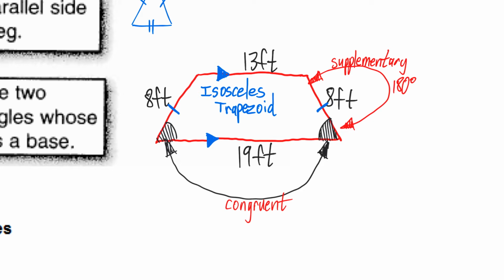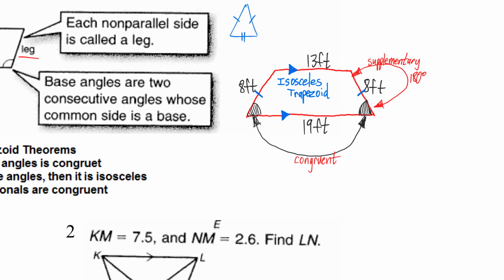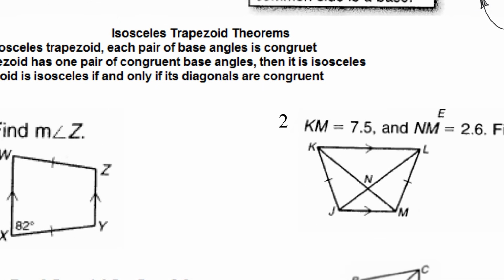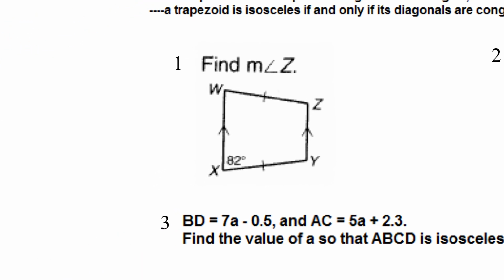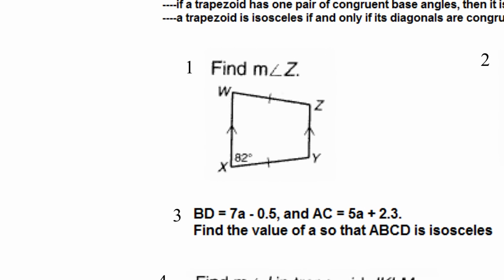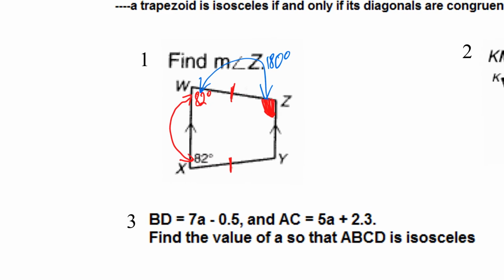Okay. So there's a lot going on this page. I'm not going to go through all of this. I just want to hit a couple things because there's really not a lot to say about it. So let's look at number 1. It says, find the measurement of angle Z. So we're looking for this angle right here. This is an isosceles trapezoid. So what do I know about these two angles right here first? They're congruent. So how big is angle W? It's 82. And then what do I know about these two angles right here? They're supplementary. They add up to 180. So how big is angle Z? It's 98 degrees. Yep.